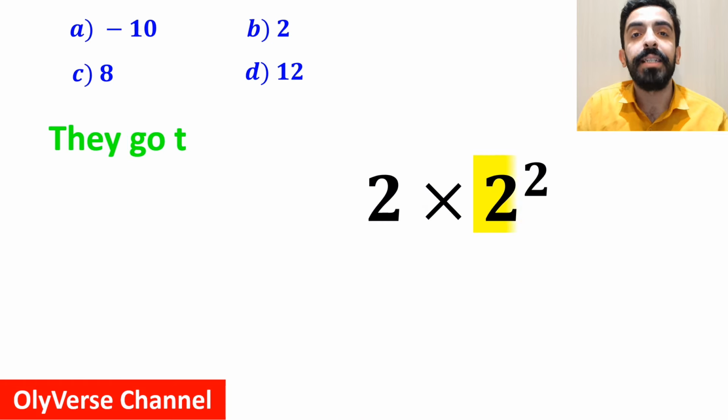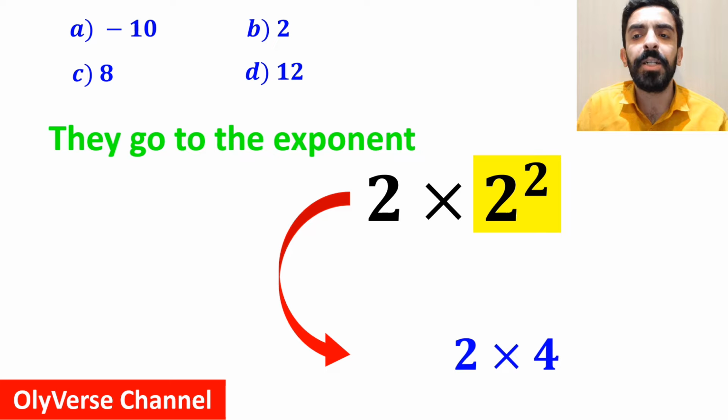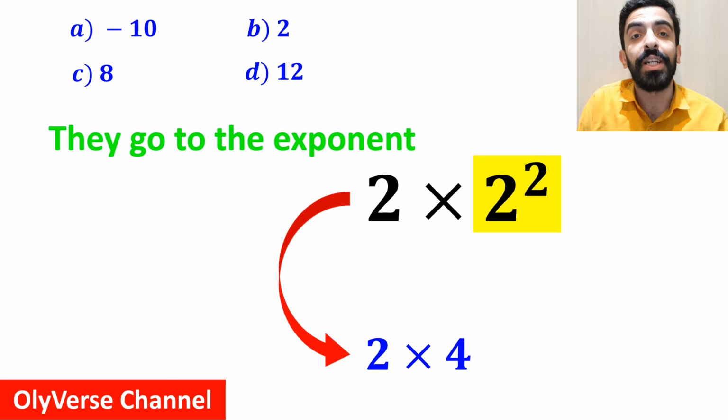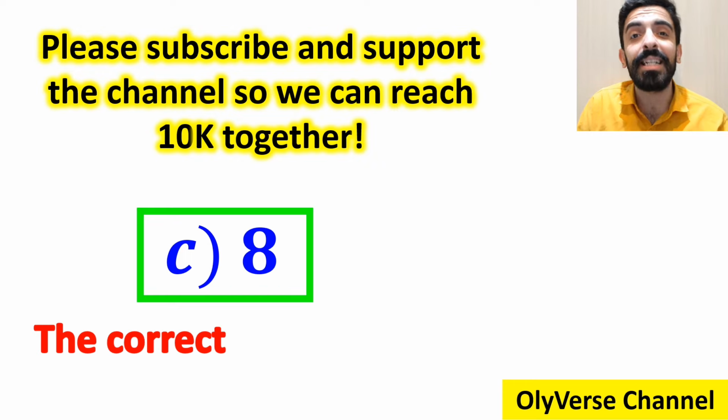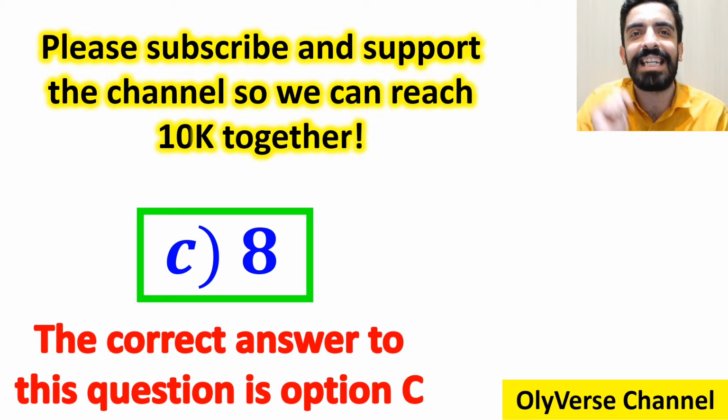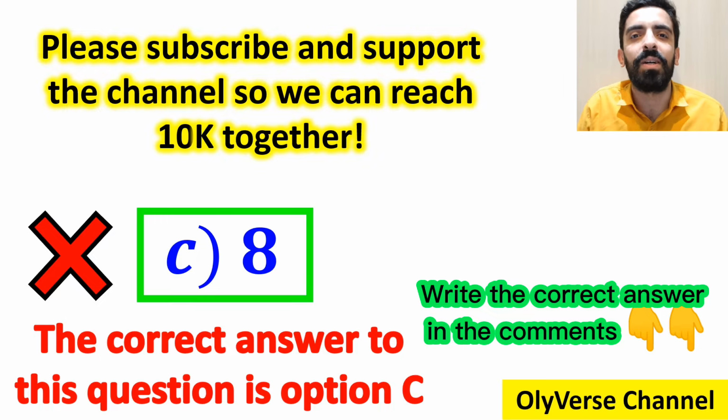And the final step, they go to the exponent and replace this expression with 2 multiplied by 4, which finally gives them the answer 8. And they conclude that the correct answer to this question is option C. However, this answer is absolutely wrong.